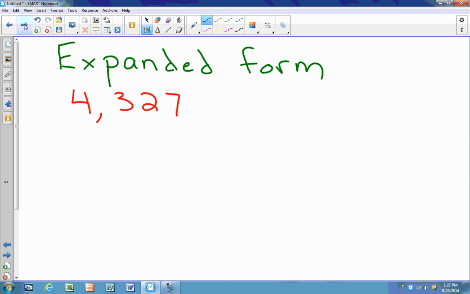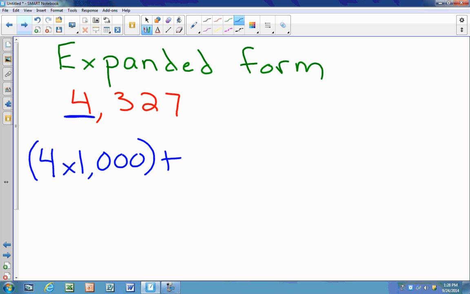Next is expanded form. This is a review as well. An expanded form for 5th grade. We look at the largest place value, which is the thousands place, and there's a digit 4 there. It's the thousands place, so I write 4 times 1,000. That's how I get that value.